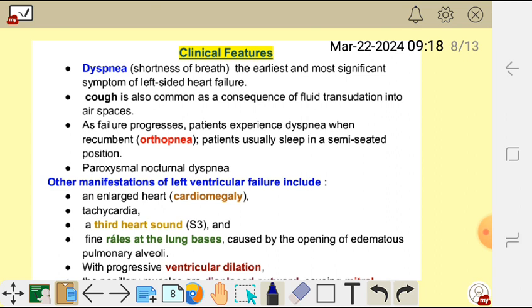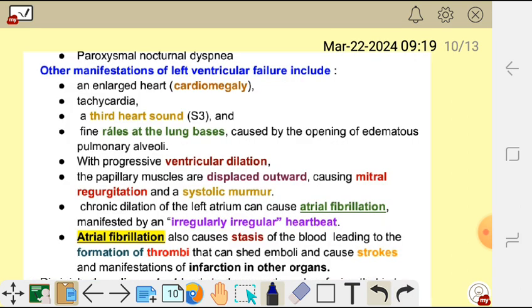Okay, then apart from that, we also have ventricular dilation. We have already talked about that. We have ventricular dilation, and also we have the papillary muscles. Those muscles which hold the valves will be displaced outward, and that will cause mitral regurgitation. The mitral valve won't function properly, and we are going to have a systolic murmur, systolic sounds.